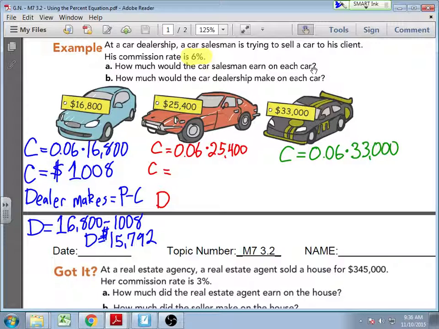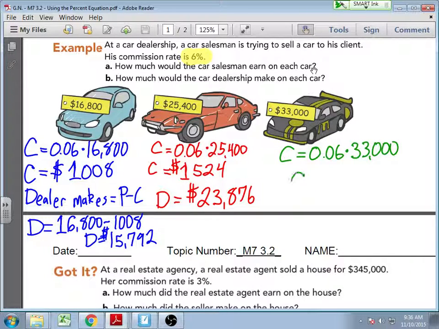What did they pay? And we're going to talk about pricing up items here a little bit later in the chapter. Eli, what about my second car, my little bit sportier car? The commission is $1,524. $1,524. And when I find the difference between the selling price and the commission that we made, the dealership is going to make $23,876. Did you say? Yeah. Sweet.